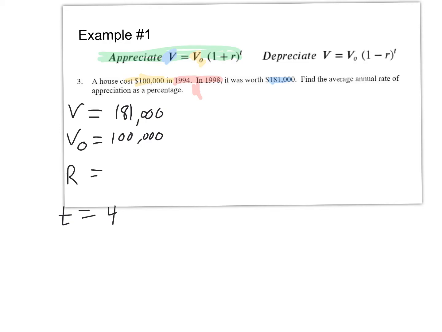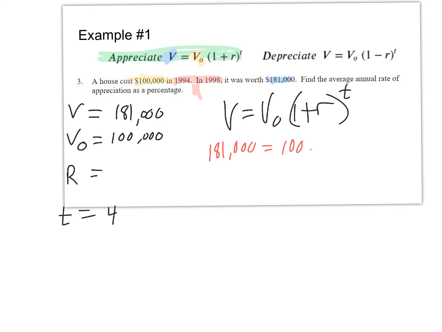All right, so let's set up our formula. V equals V-O times (1 plus R) raised to the T. So let's fill in our stuff. $181,000 equals V-O, 100,000, times 1 plus R. Now, my rate I don't know, so it's going to stay as R, but my time is going to be 4 years.